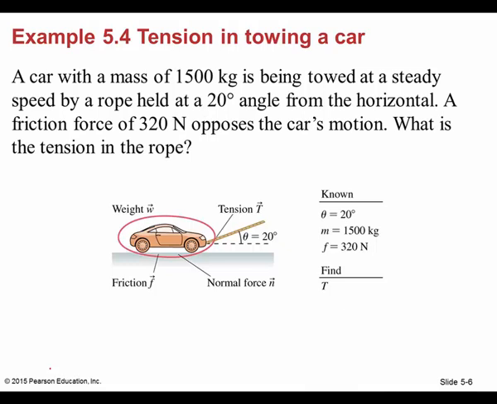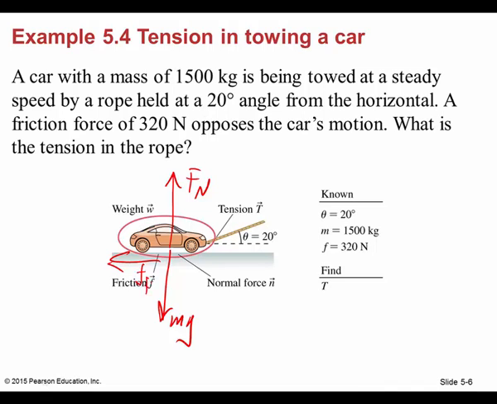What about a car? Now let's look at a car being towed. Here again, we want to draw our forces at work. We've got our normal force, and we've got weight, mg. I know it's weight, but I always like to write it as mg. Then we have frictional force, and the frictional force is 320 newtons. So we draw our frictional force right there.